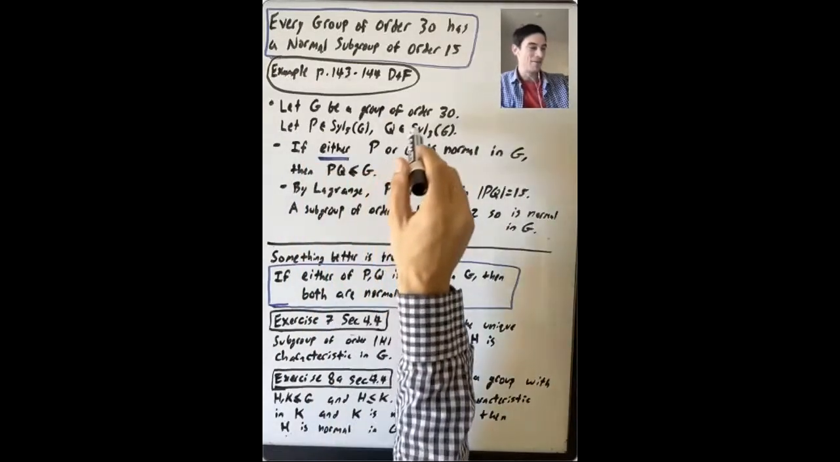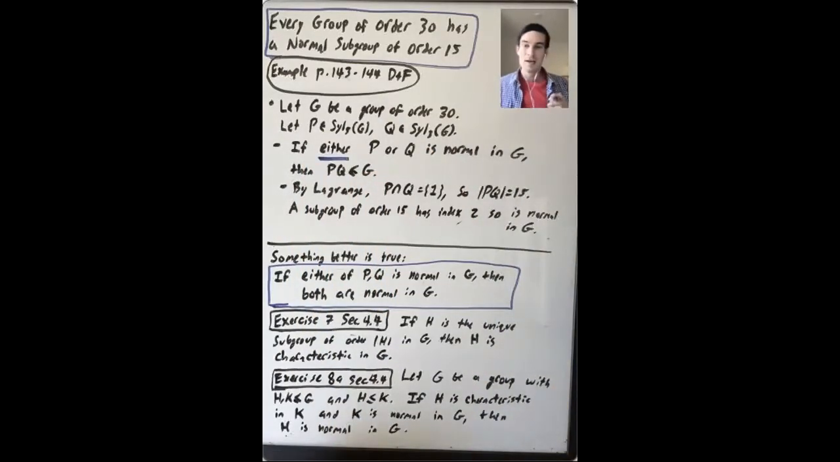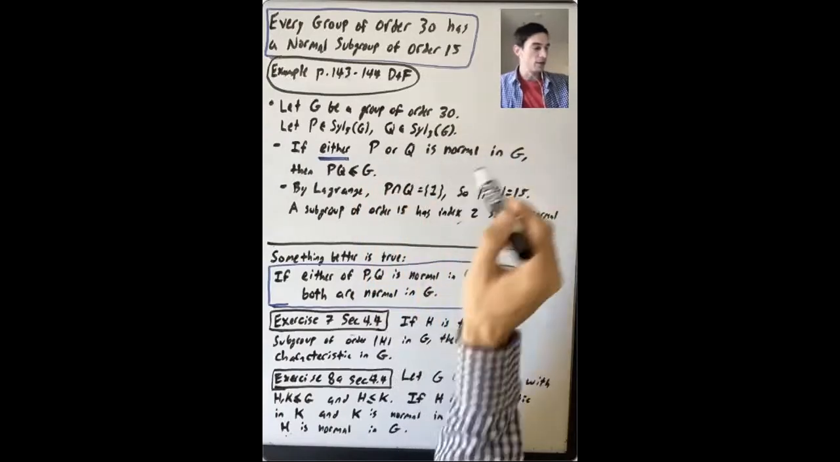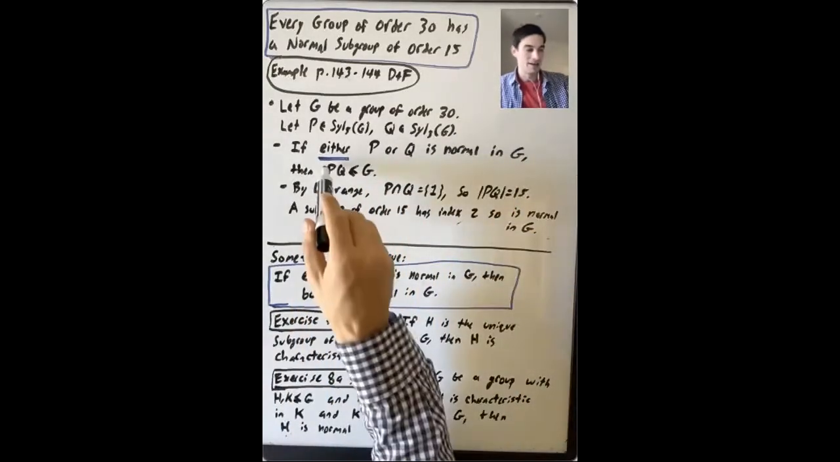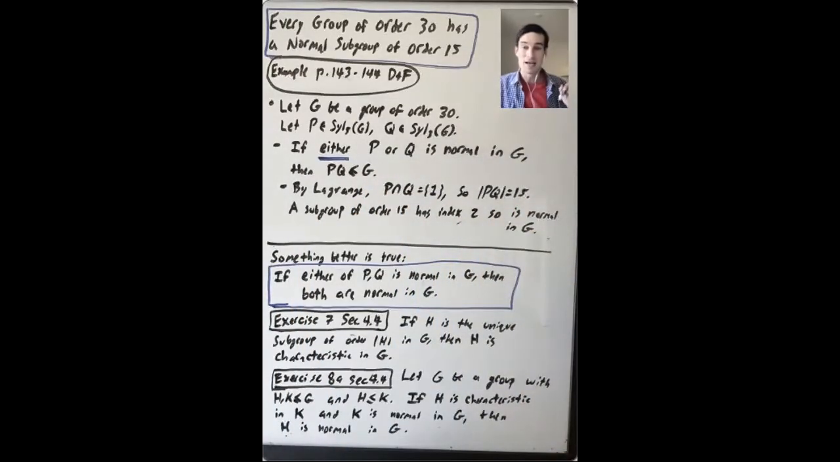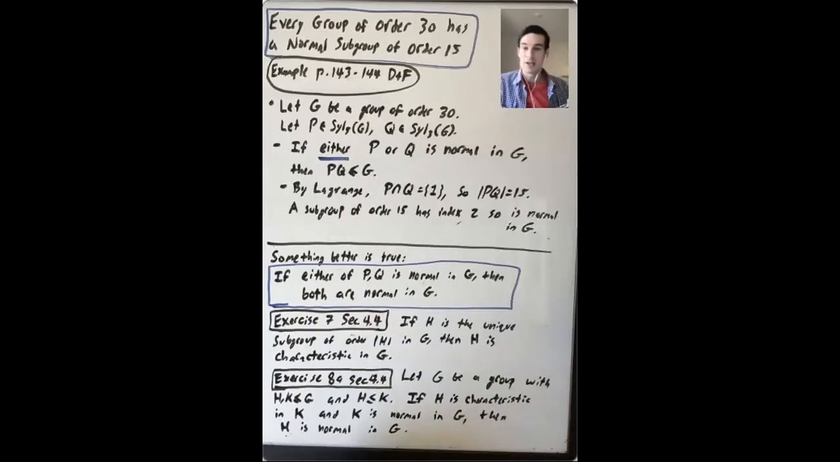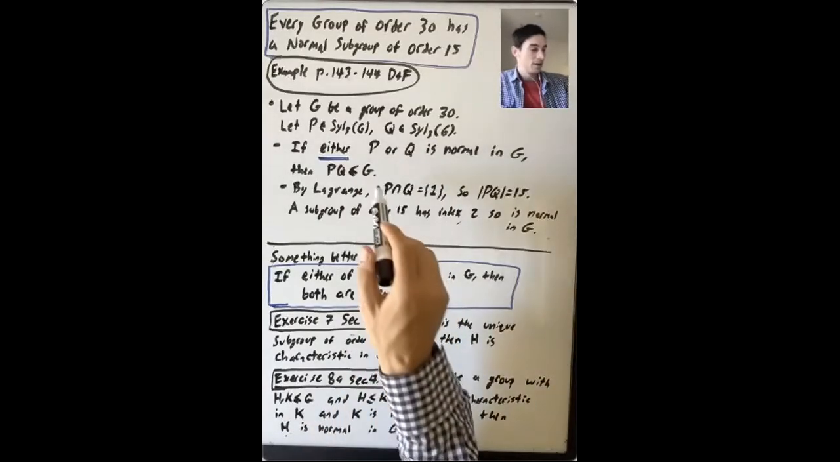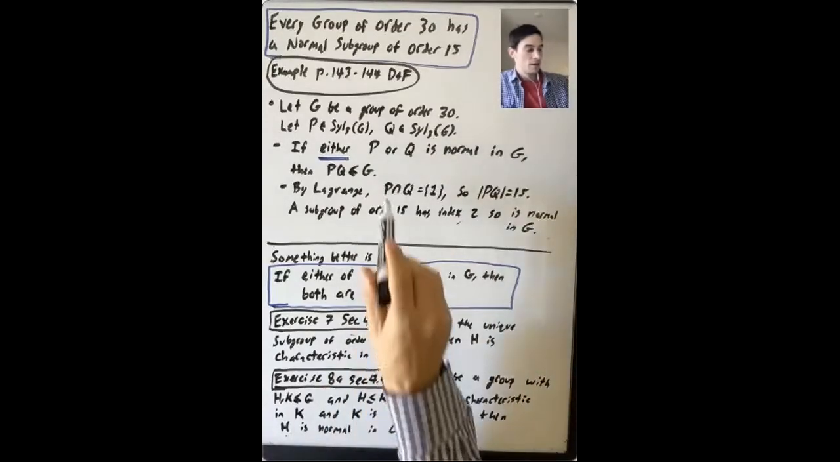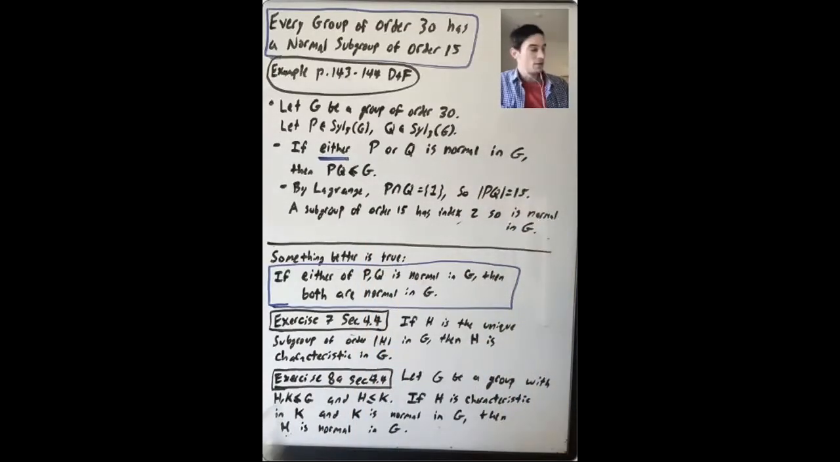So P has order 5 and Q has order 3. If either one of P or Q is normal in G, then this product set PQ is a subgroup of G. So by Lagrange, we have a subgroup of order 3, a subgroup of order 5. The intersection is a subgroup of G and its order divides both 3 and 5, so it has to be 1. So the intersection is trivial. That means that the size of this product set, PQ, is 15.